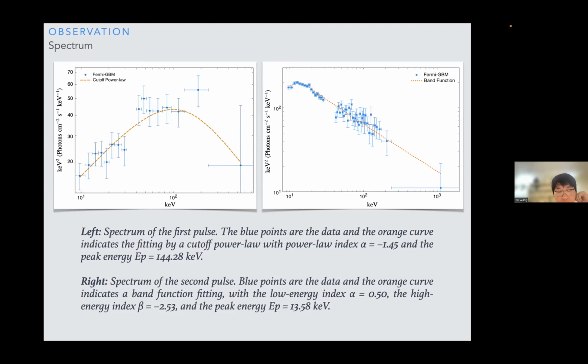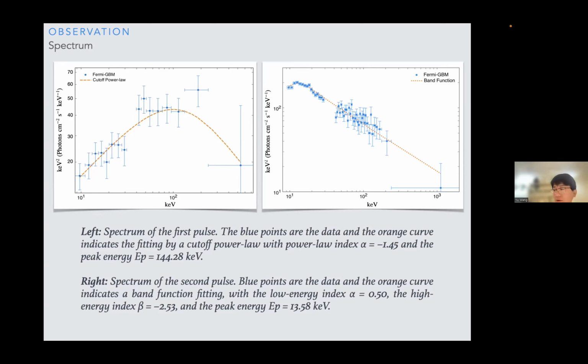For the fit of the spectra, the power index is minus 1.15, a very typical value, and the peak energy is 144 keV for the first pulse. The integrated isotropic energy is about 5 × 10^49 erg, so very low energy, and the luminosity, dividing by these 10 seconds, is on the order of 10^48 erg per second.